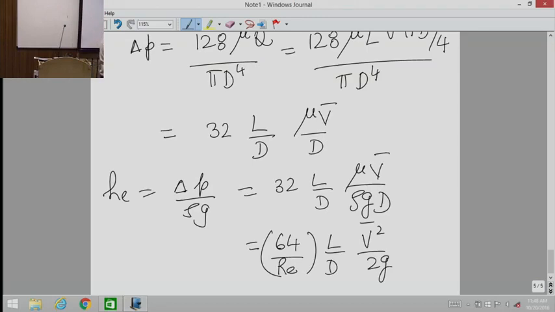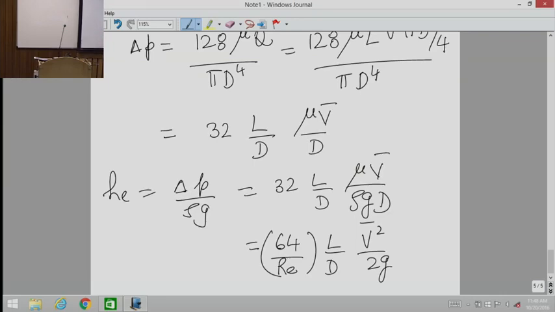You will sort of think, why am I doing this sort of playing around with it? It's all very trivial type of things. Why am I writing it in this form? So basically, one thing what I'm trying to do is I'm writing everything in terms of head loss, which is delta P upon rho g.